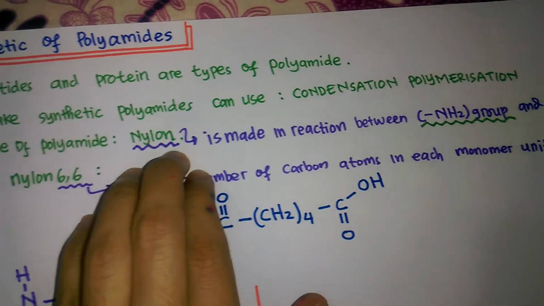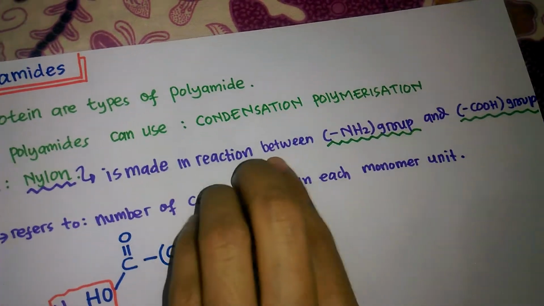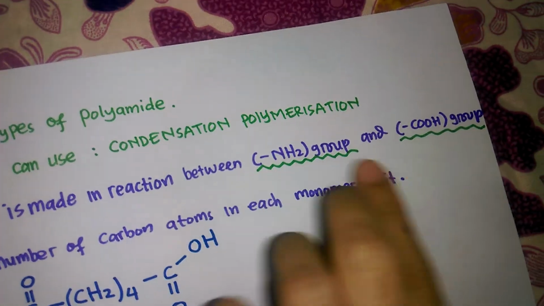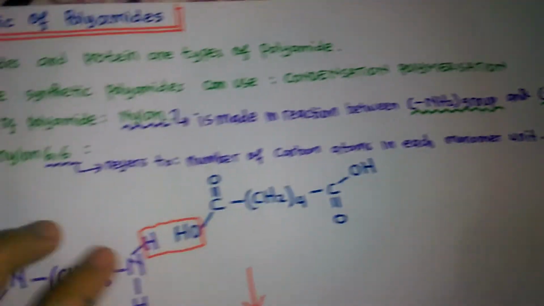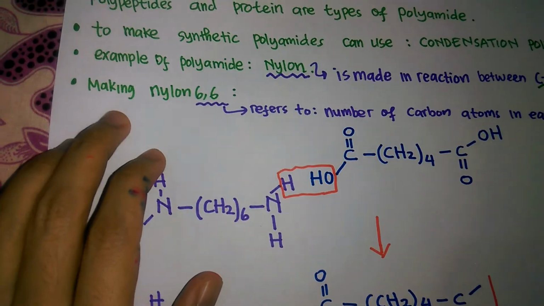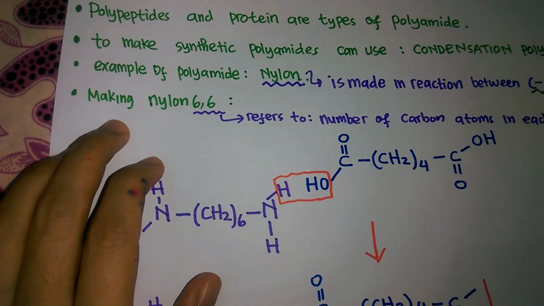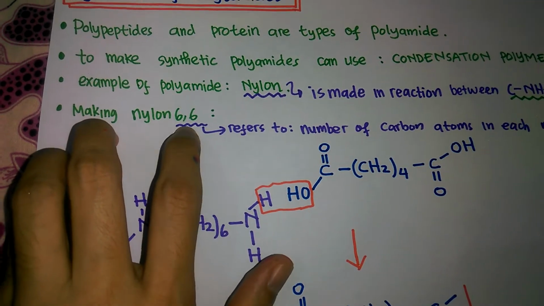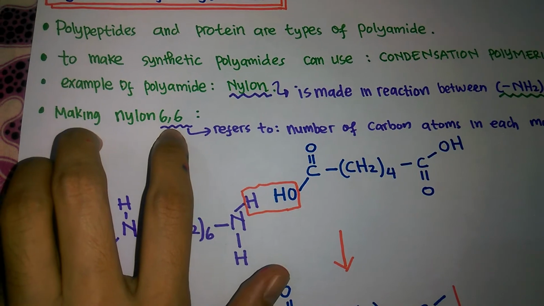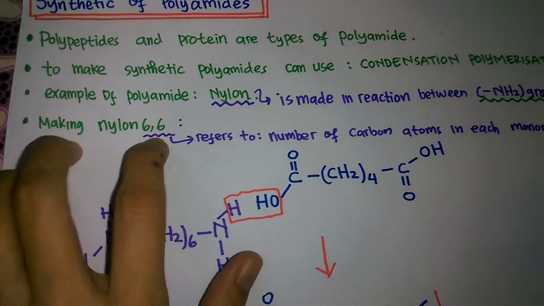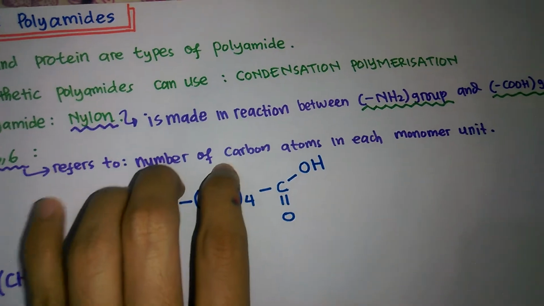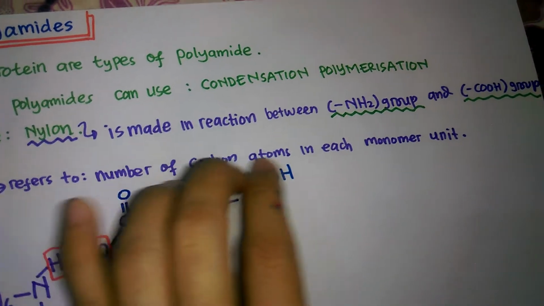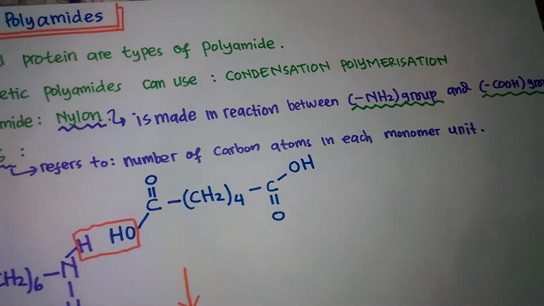Okay, take one example of polyamide, nylon. Nylon is made in a reaction between an amine group and a carboxylic group. Now I'm going to explain how we're gonna make nylon 6,6. 6,6 refers to the number of carbon atoms in each monomer unit.